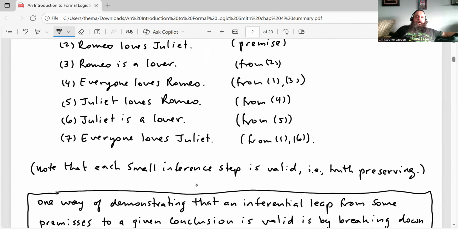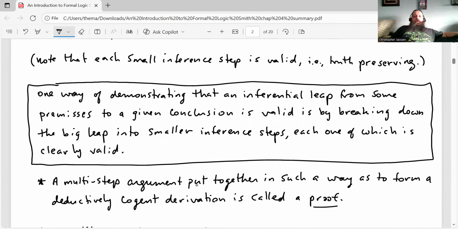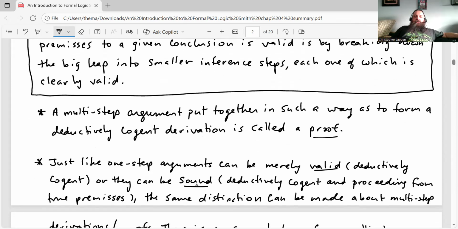Okay, note that each small inference step is valid. In other words, truth preserving. One way of demonstrating that an inferential leap from some premises to a given conclusion is valid is by breaking down the big leap into smaller inference steps, each one of which is clearly valid. Right? A multi-step argument put together in such a way as to form a deductively cogent derivation is called a proof.